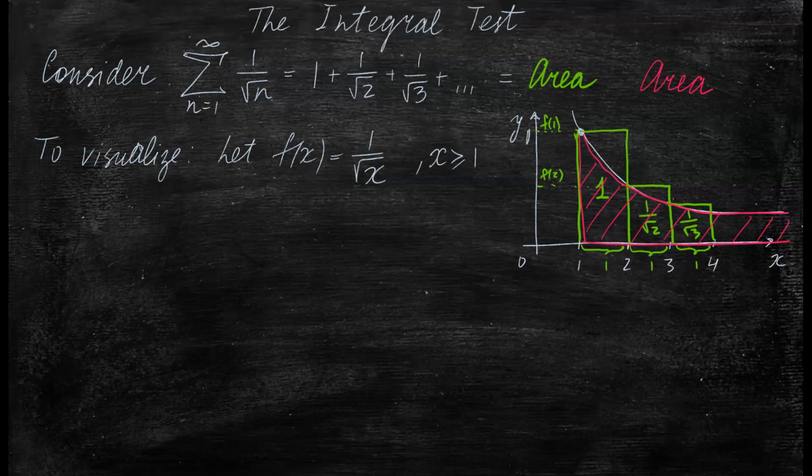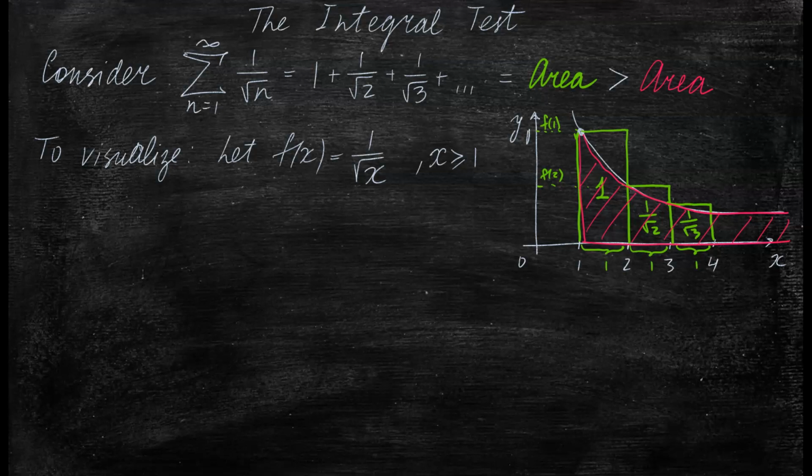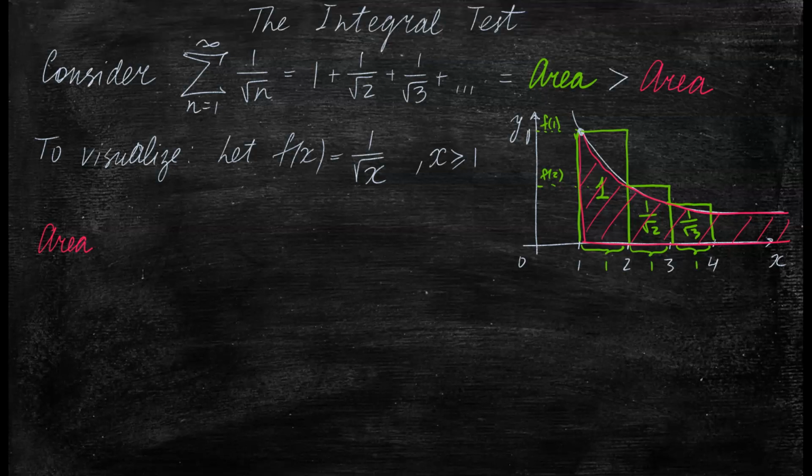So what does that mean? That means if we can show that the red area is infinite, then that should be a convincing argument that the green area is infinite as well. So let's go ahead and try to find the red area. And the red area can be expressed as an integral from 1 to infinity of this function.